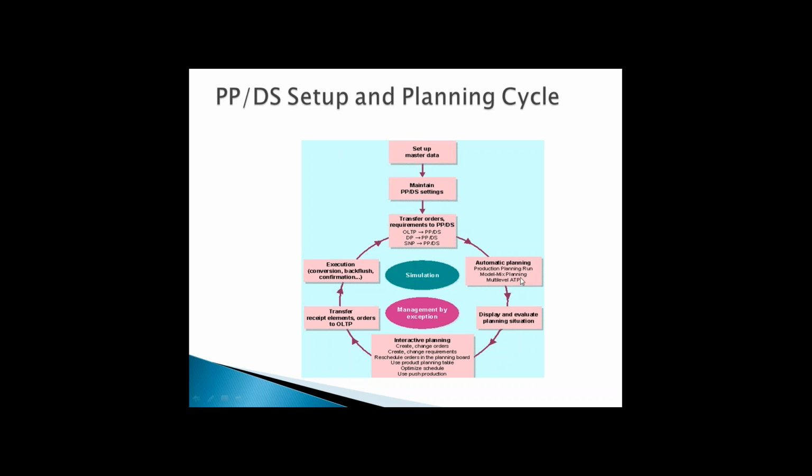Okay, and after that it will go to automatic planning, planning run, model mix planning, multi-level ATP, and display and evaluate the planning situation. If you think some of the planning results are not accurate, you go with interactive planning, and transfer of receipt elements to orders OLTP. Then execution starts in ECC. So planned order, plan order to production order, confirmations, all these things will happen in ECC.